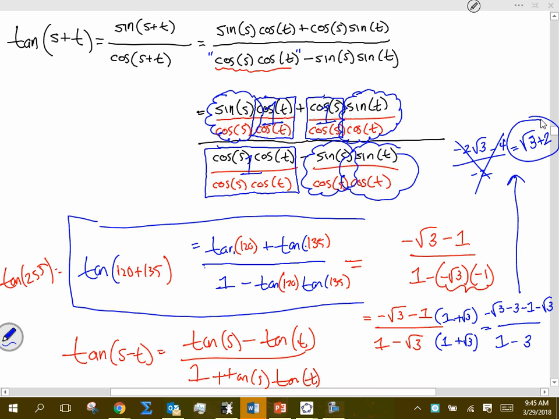Is that okay? Now you would come up with the same answer if you had taken tangent of 300 minus 45. That still gives you a sum of 255.